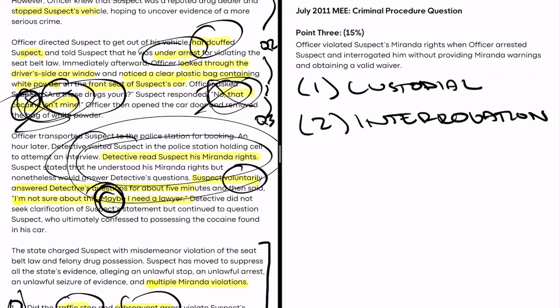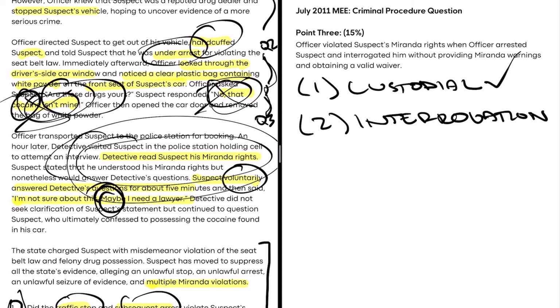Custodial interrogation. Remember, a person is in custody when he reasonably believes that he is not free to leave or otherwise terminate the encounter, and a person is subject to an interrogation when the police know or should know that their words or actions are likely to elicit an incriminating response. Here, we saw that both of these elements are met, right? The suspect is handcuffed and he's being told that he's under arrest. A reasonable person would not believe that they're free to leave or otherwise terminate the encounter when they're being placed under arrest and they have handcuffs on.